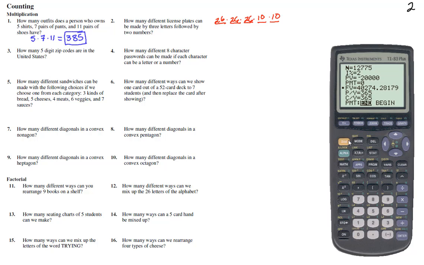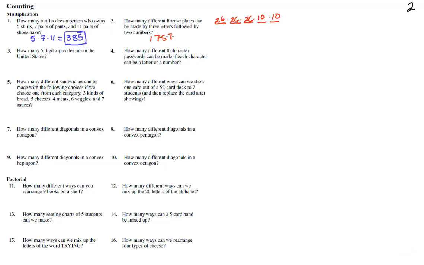So we're going to take 26 to the third times 100. And that is, whoa, that's huge. We have 1,757,600. Wow, that was some quick counting. All right, let's do the next one.